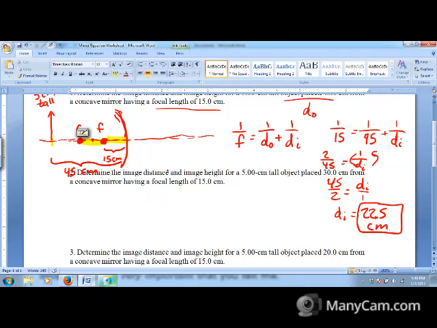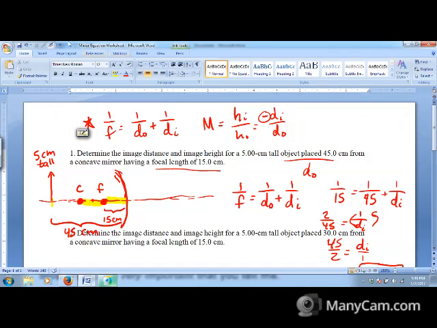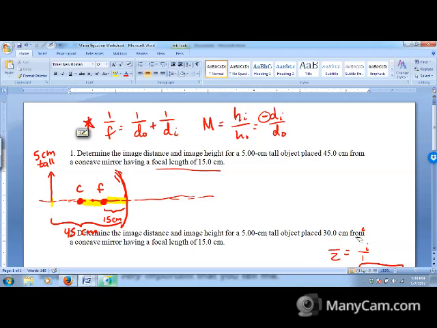But I don't know the height of the image, and that's what we're trying to find. Sorry about this. I know that my image is 22.5 centimeters away from the mirror. Since I know the image distance and the object distance, and I also happen to know the height of the object, I know 3 out of 4 things to make this equation work. Now, I want to make something very clear.